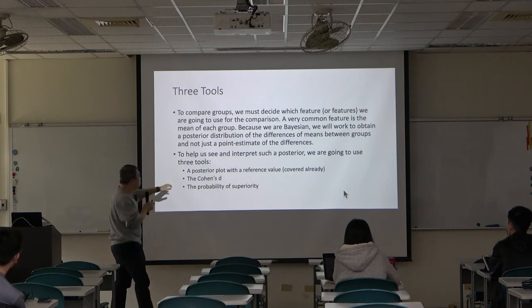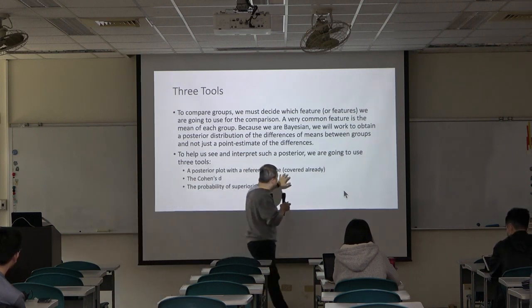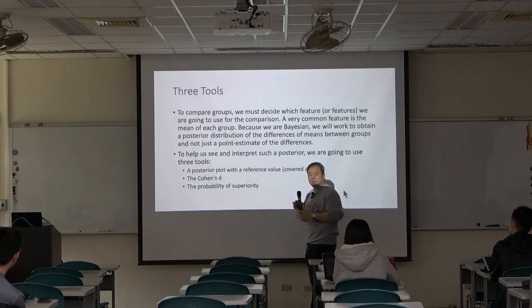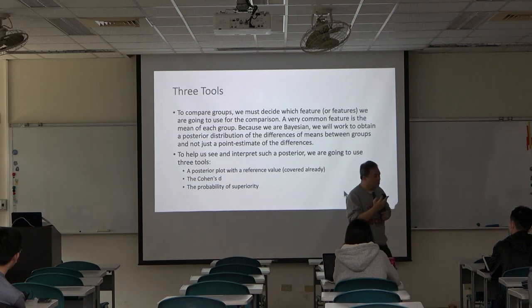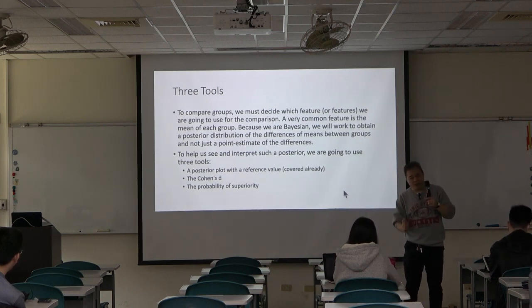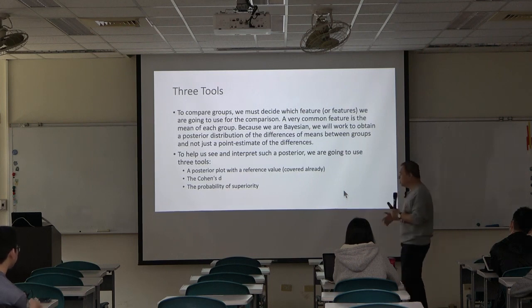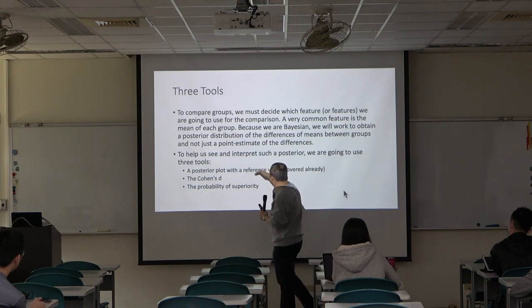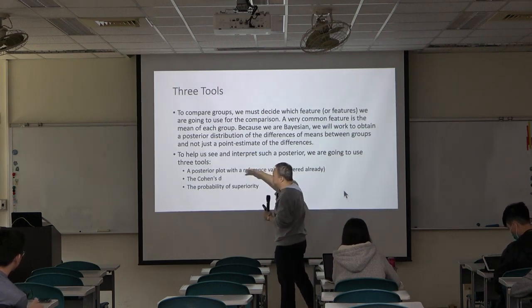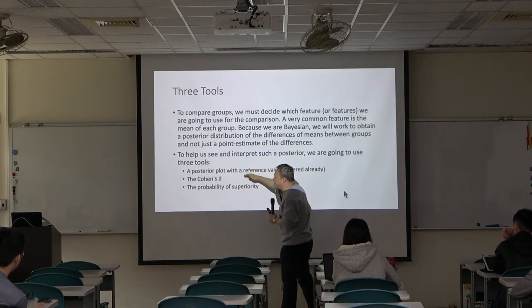The first one is the posterior plot with a reference value. We talked about this earlier already. We actually talked about 2 things. For example, we could have a reference value, or we could have a ROPE, a region of practical equivalence. Remember? No matter whether you are talking about a reference value or a ROPE, it is basically similar, and already covered.